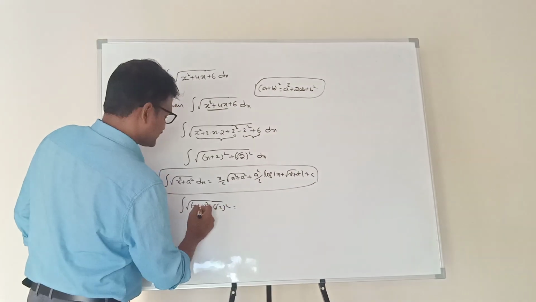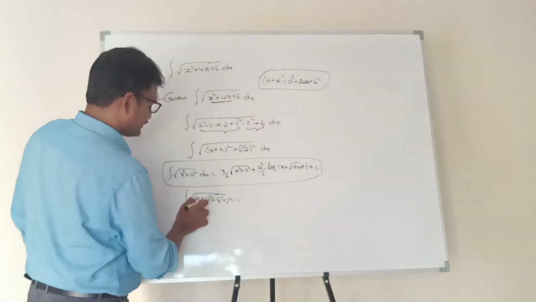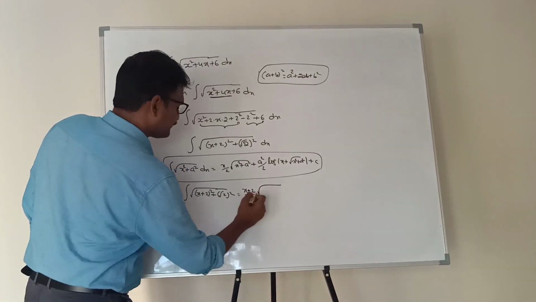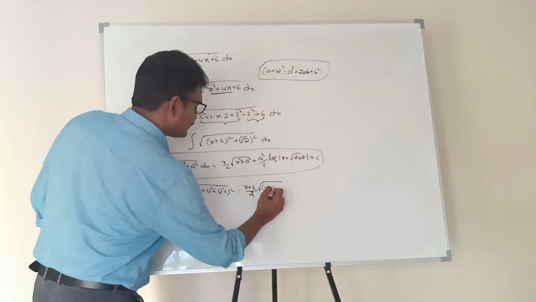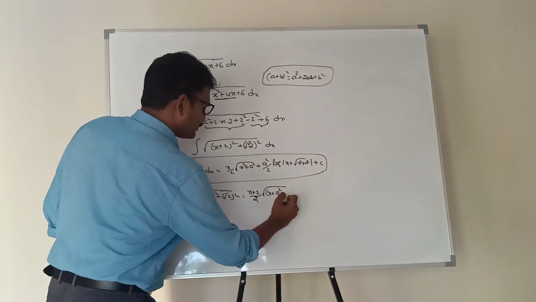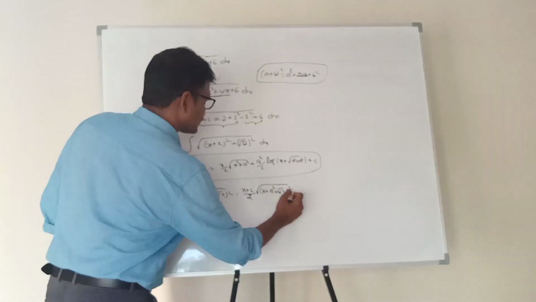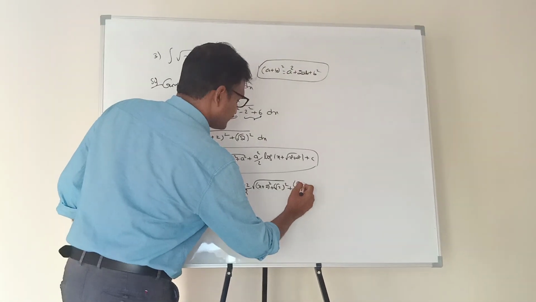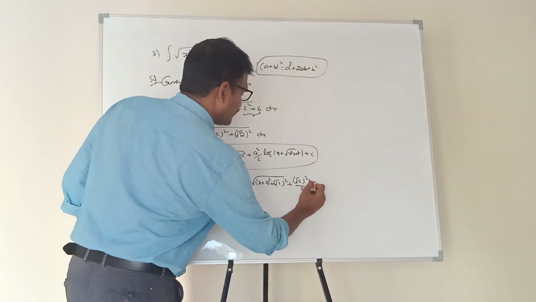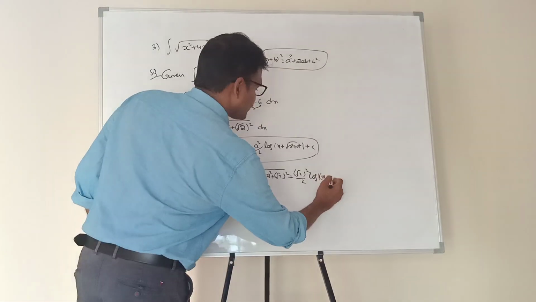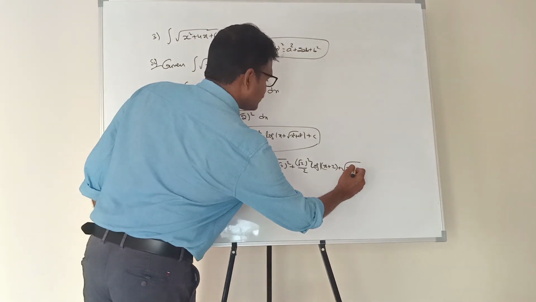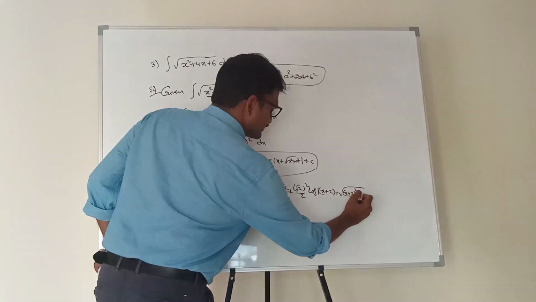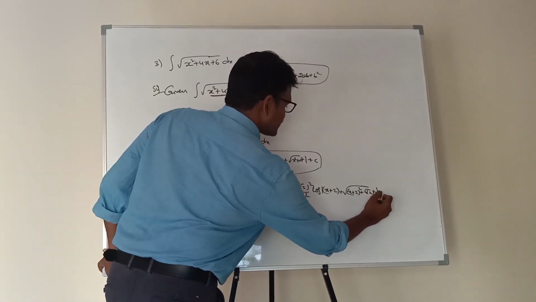Then it will become x plus 2 by 2 into root of x plus 2 whole square plus root 2 whole square, plus a square by 2. A square means root 2 whole square by 2 into log mod x plus 2 plus root of x plus 2 whole square plus a square. A square means root 2 whole square, plus c.